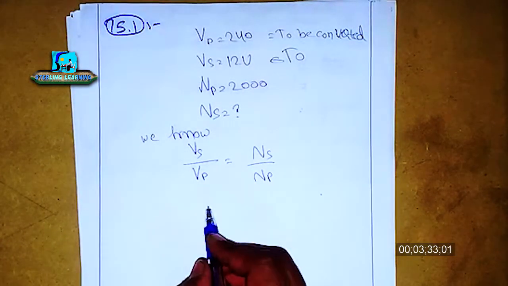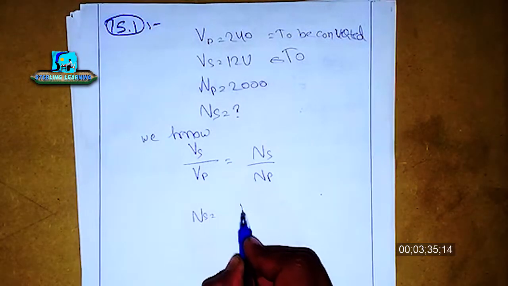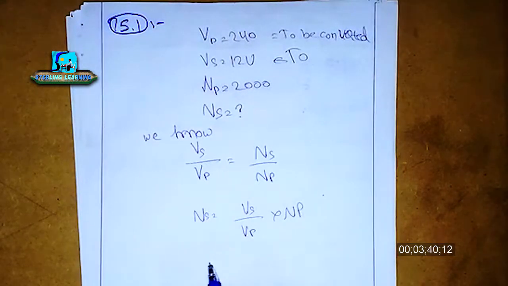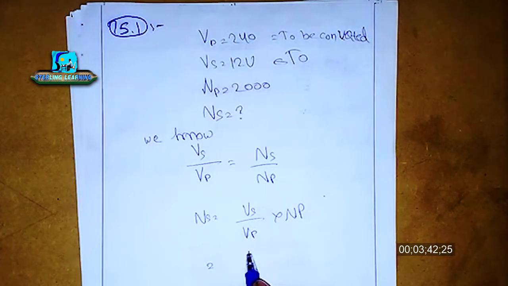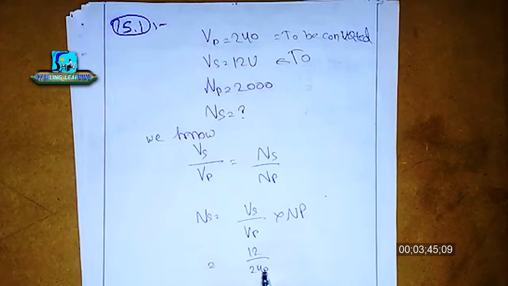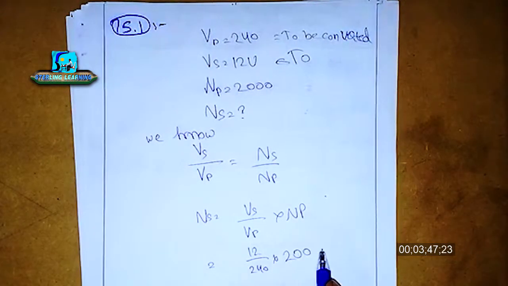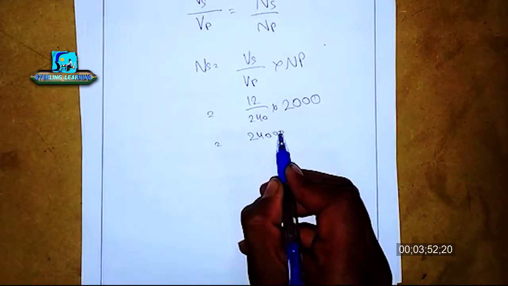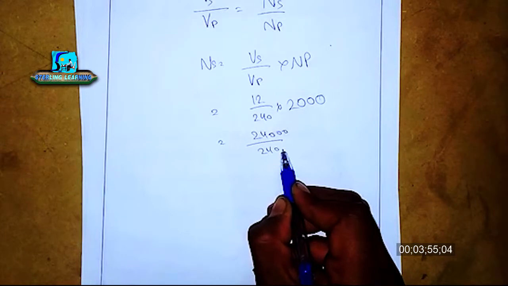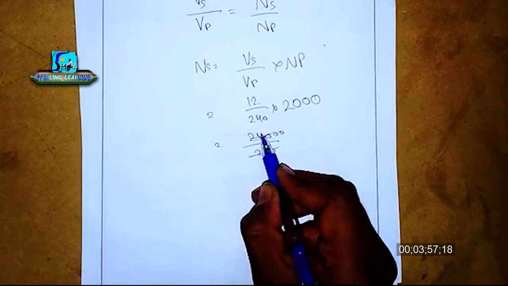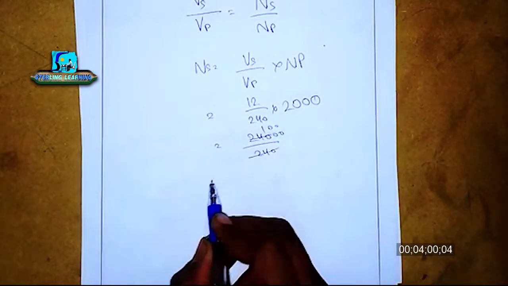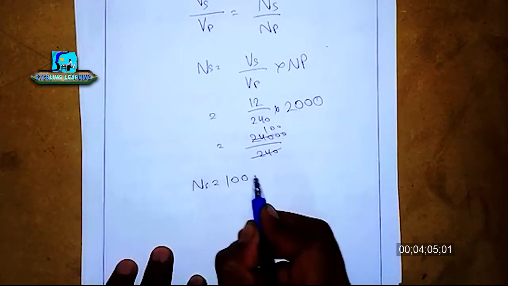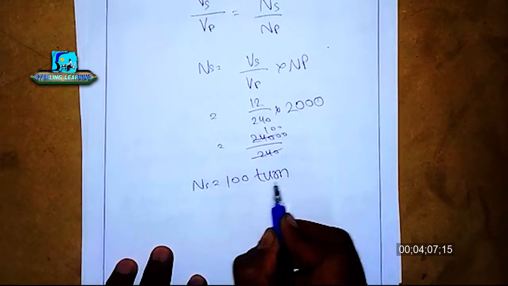The Np will go to the other side. Ns is equal to Vs over Vp into Np. Vs is 12 over 240 into 2000, which is 24,000 on top and 240 on the bottom, so 240 is 1 and 100, so Ns comes out to be 100 turns.